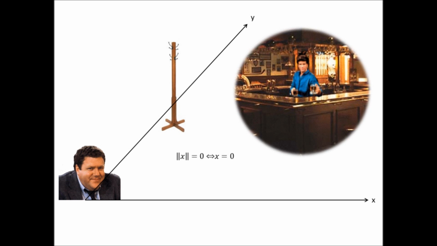Norm's third test examines the final property of norms. If a norm equals 0, the vector which produced that norm must also equal 0. In Norm's case, the only way he will be at his stool at the bar is if the distance between himself and the bar is 0. If the distance does not equal 0, it is not possible for Norm to be at the bar.